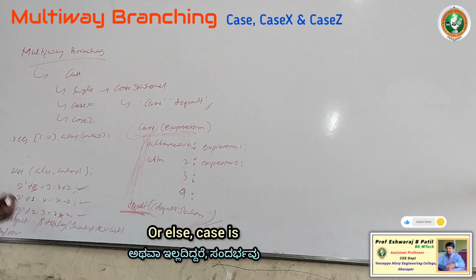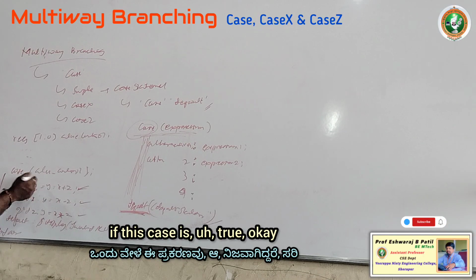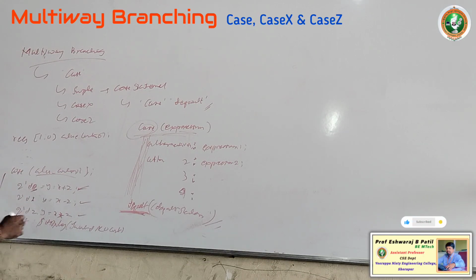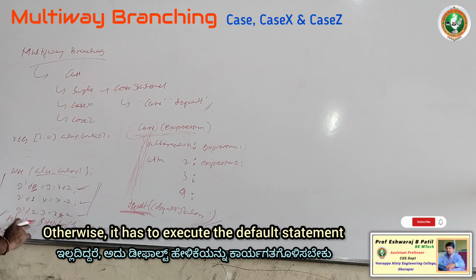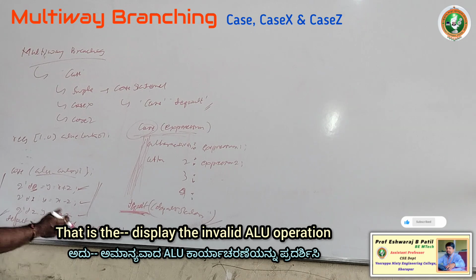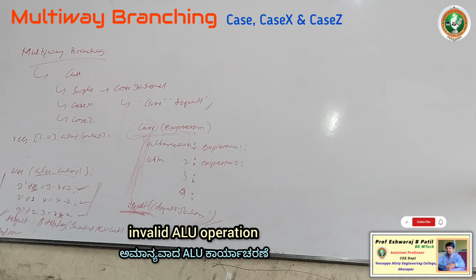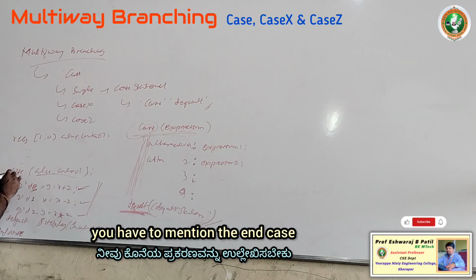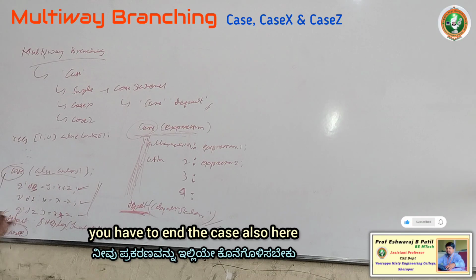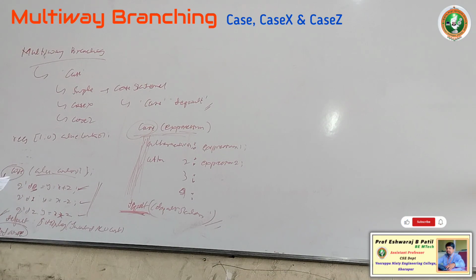If the case is true, the ALU control is true, you have to perform these operations with the conditions 0, 1, 2. Otherwise it has to execute the default statement, that is, display invalid ALU operation. After this you have to mention endcase. We start case here, and you have to end the case also here.